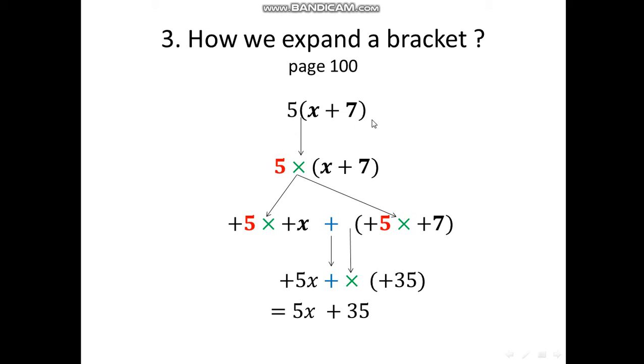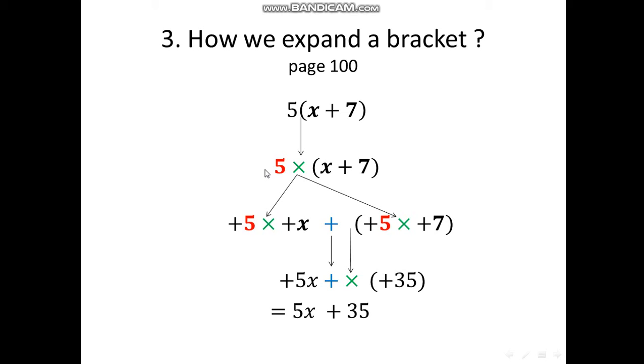For example, the simple expression here, 5 brackets x plus 7. You know the brackets are very powerful. That means you have to finish whatever is inside the bracket before you go outside, and when there's something outside multiplied by the bracket, it's multiplied by everything inside the bracket. Look here, this is the multiplication, always going to be in green. 5 times x plus 7, so 5 times x first and 5 times 7. When you see no sign here, that means positive.